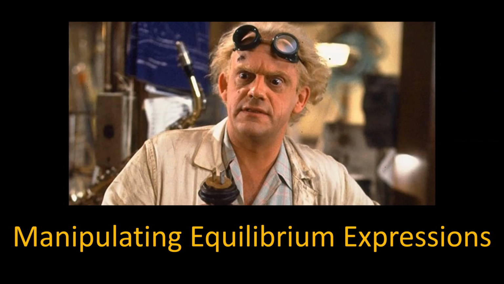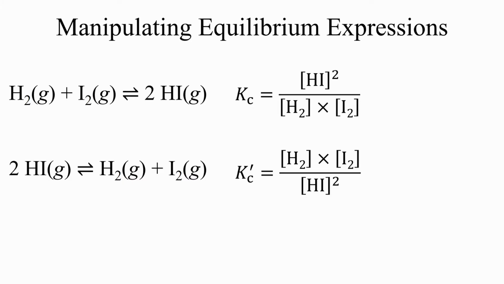In this video, we will discuss manipulating equilibrium expressions. By now we have seen the equilibrium constant expression, and we realize that we can write it from either the forward or the reverse point of view. So if we have the equilibrium between hydrogen, iodine, and hydrogen iodide, under some conditions it has an equilibrium constant of 1.23 times 10 to the negative 2.